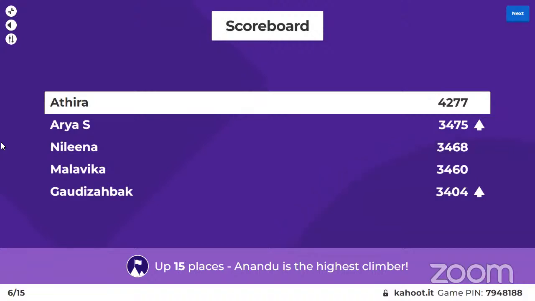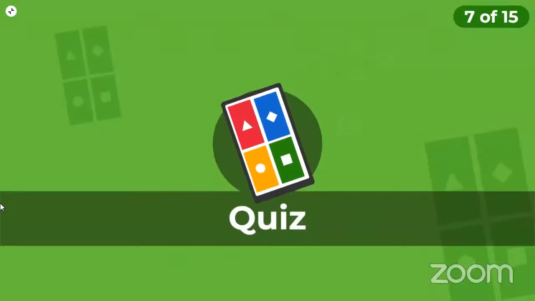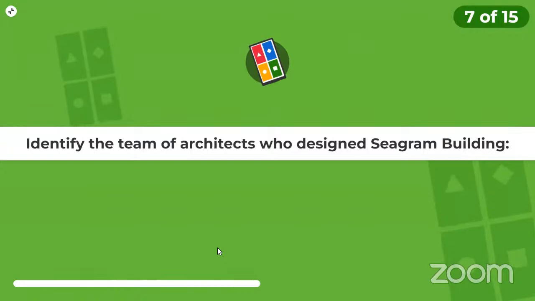Scoreboard again. Adira is still on the top with 4,277. Second, we have Arya. Third, we have Nilina. Fourth, we have Malavika. And fifth, we have Gaudi Sabha. Okay, so we have a new climber also. Anandu is a new climber here, climbing 15 places in the scoreboard. Sixth question.